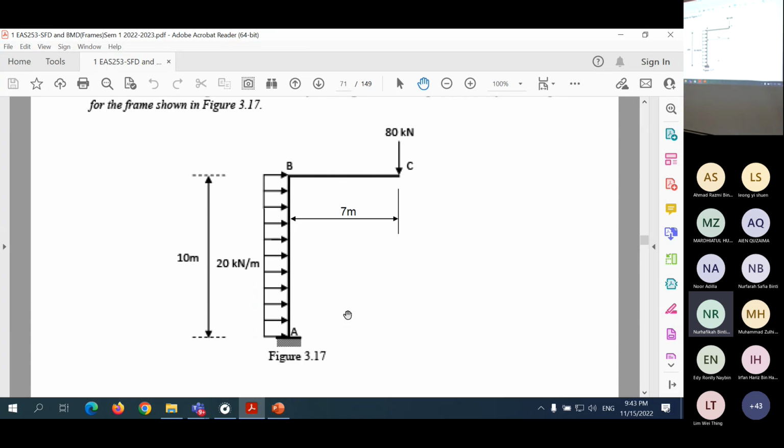Then you have vertical member AB 10 meter high, and then you have something like a cantilever member BC 7 meter. And you have point load here and UDL here, 20 kilonewton per meter horizontally.